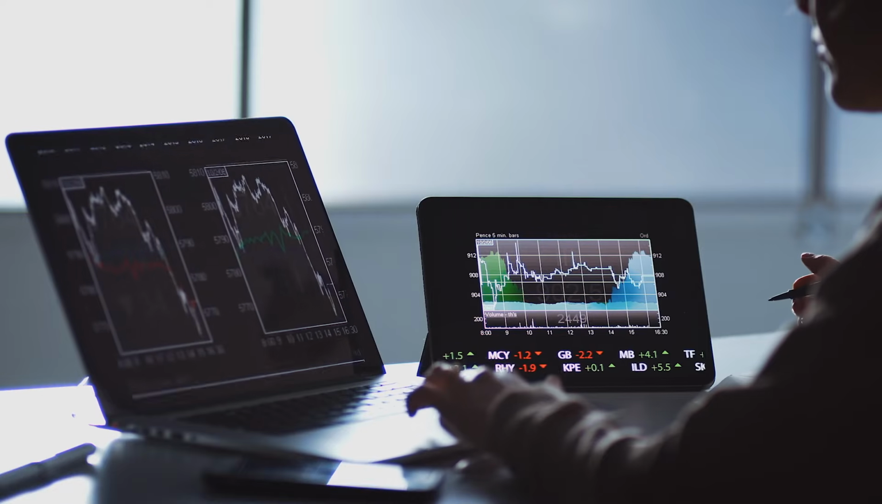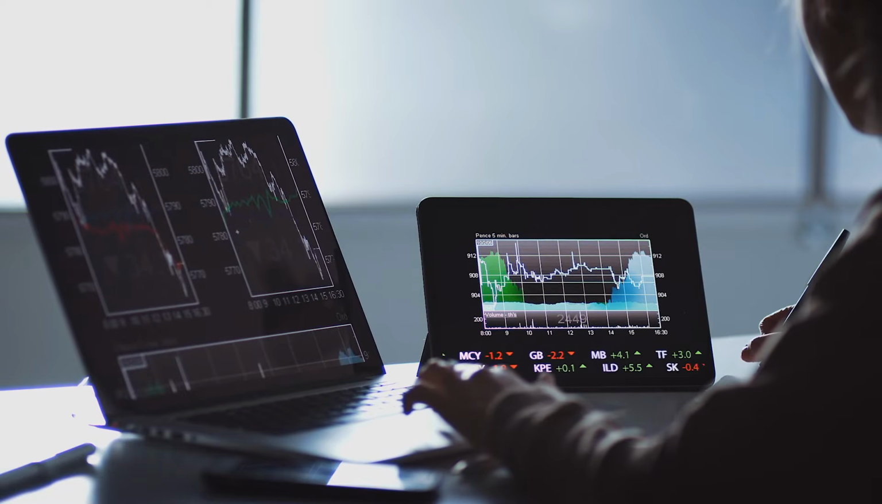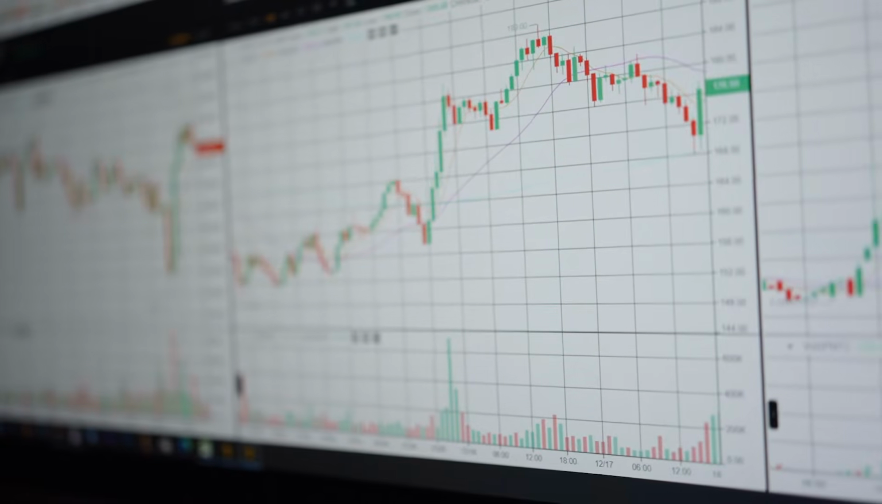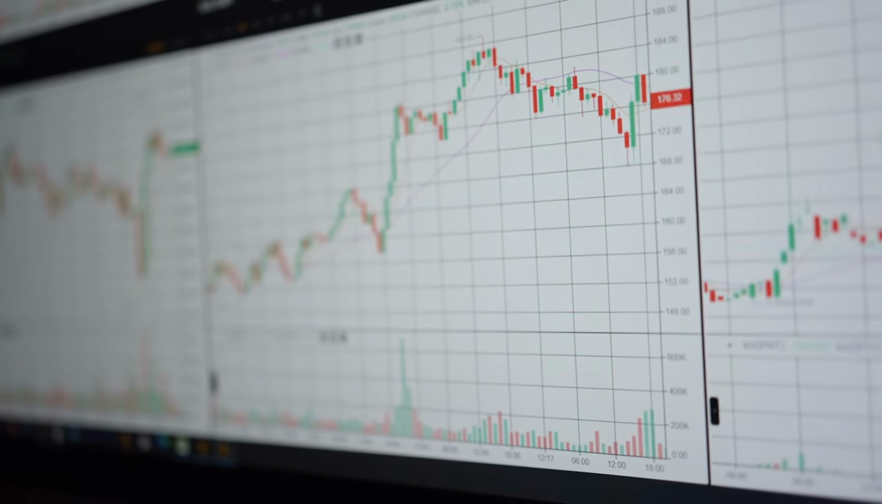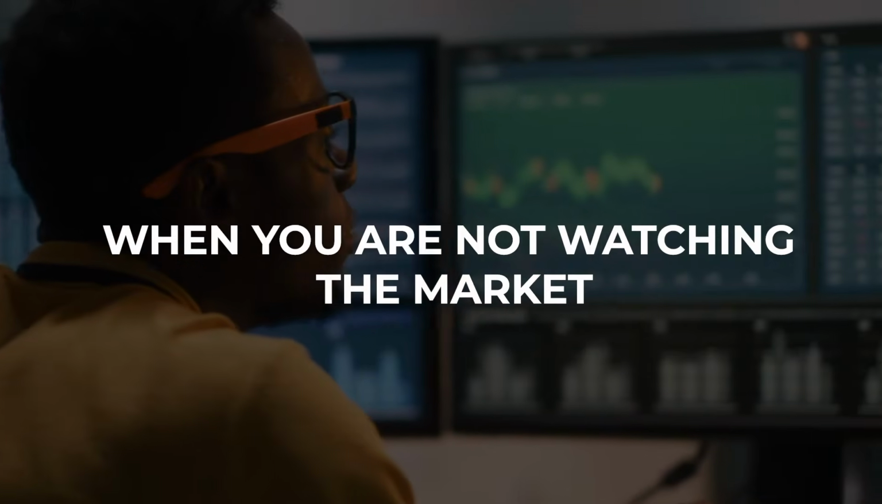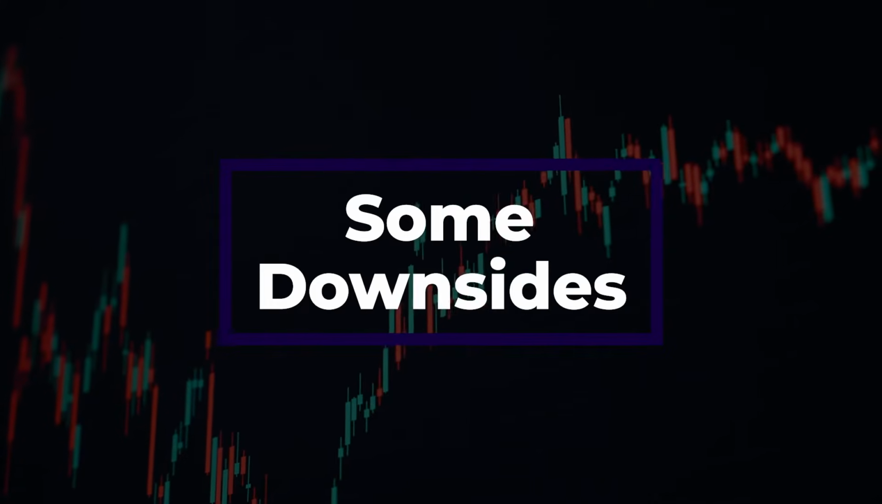Stop limit orders provide you with greater control over buy and sell prices compared to standard market orders. They can also be used to mitigate risk, enabling you to limit your losses or secure profits when you're not actively watching the market. But there are some potential downsides too.